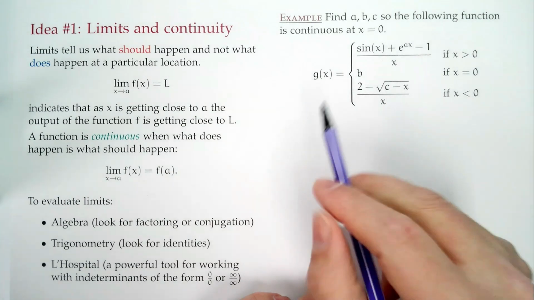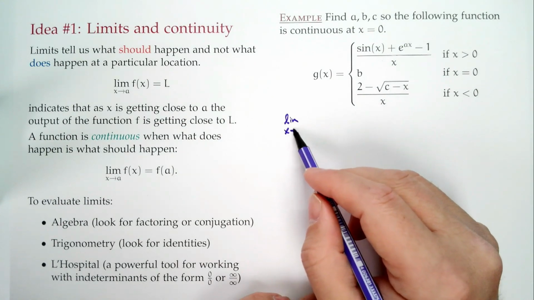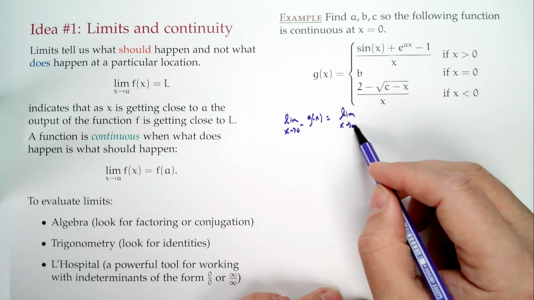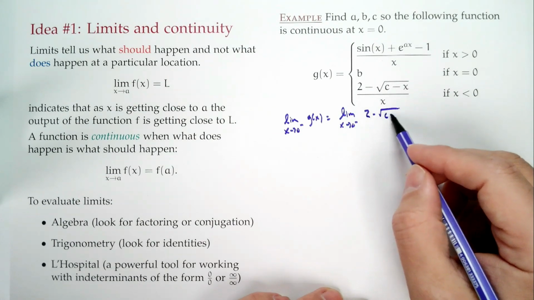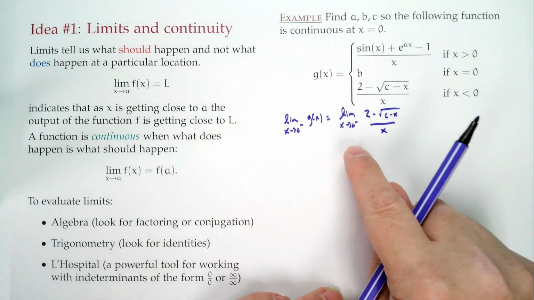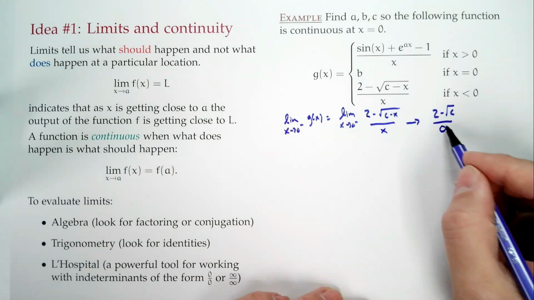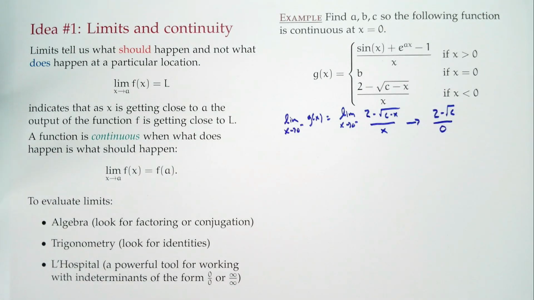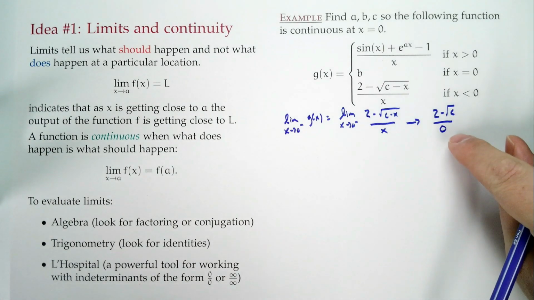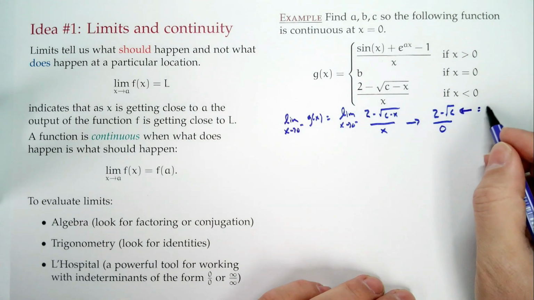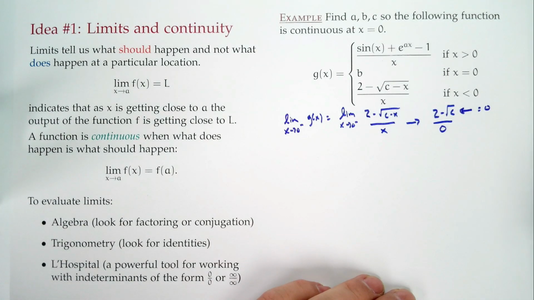So let's start here. What happens to the limit as we go to 0 from below of g of x? Well, it's the limit as x goes to 0 from below of 2 minus the square root of c minus x, over x. And what you always do whenever you have a limit is you just plug it in and see what you get. Well, you get 2 minus the square root of c over 0. Now, we want our limit to exist because it has to be continuous, so the limit has to exist. That limit has a 0 downstairs, which means that the upstairs also has to be 0, because if it's not 0 over 0, no chance. So 2 minus the square root of c equals 0, which tells us, lo and behold, c had better be equal to 4.